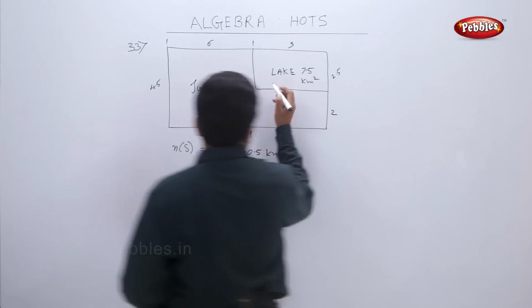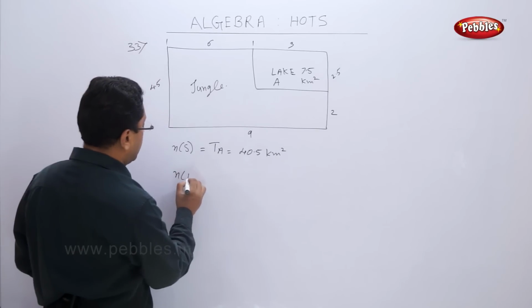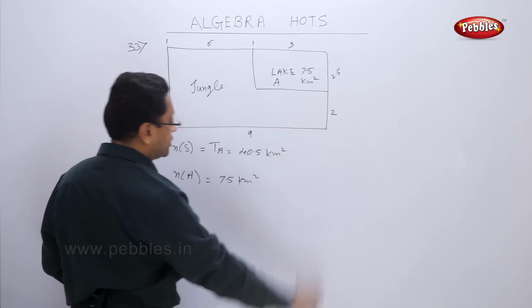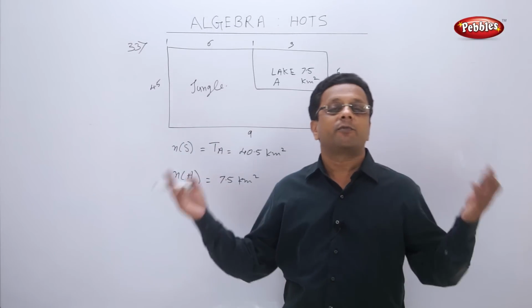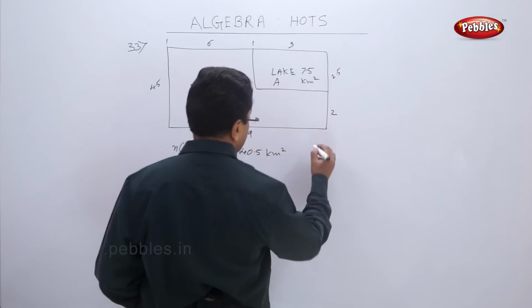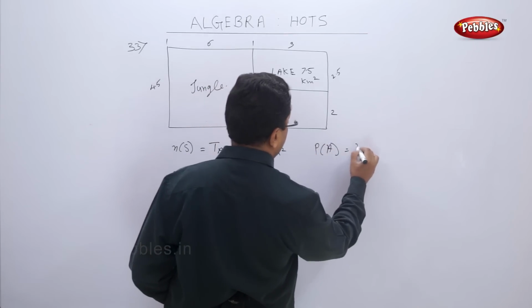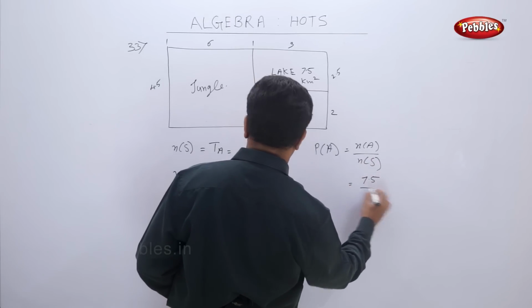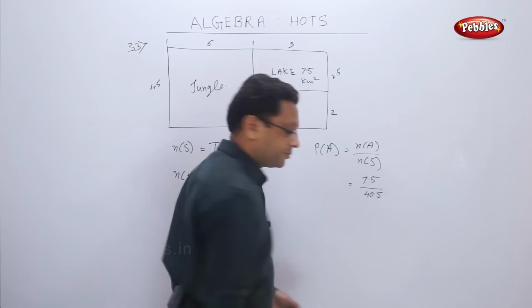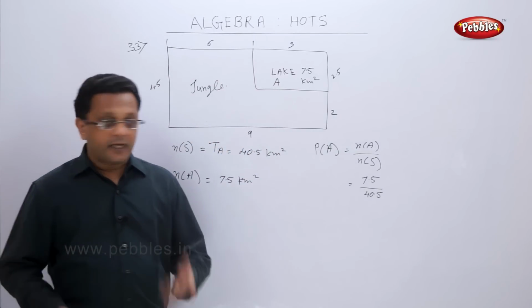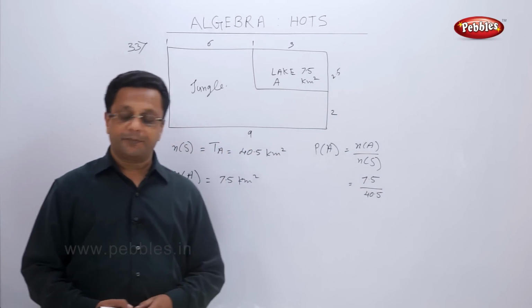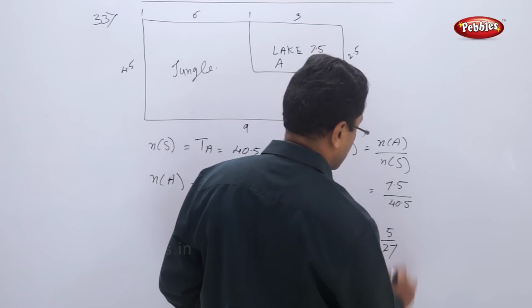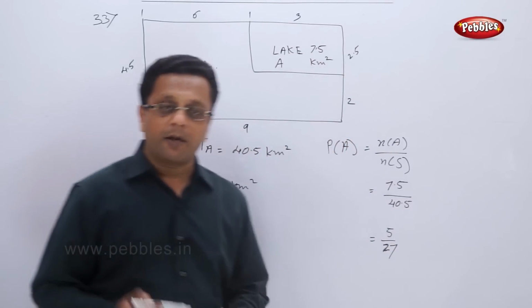So my event A is this. So what is my NA? It is 7.5 kilometer square. So now what is my probability? So my probability PA will be equal to NA upon NS, that is 7.5 upon 40.5. Quickly calculate the probability. Simple arithmetic. It is 5 by 27.